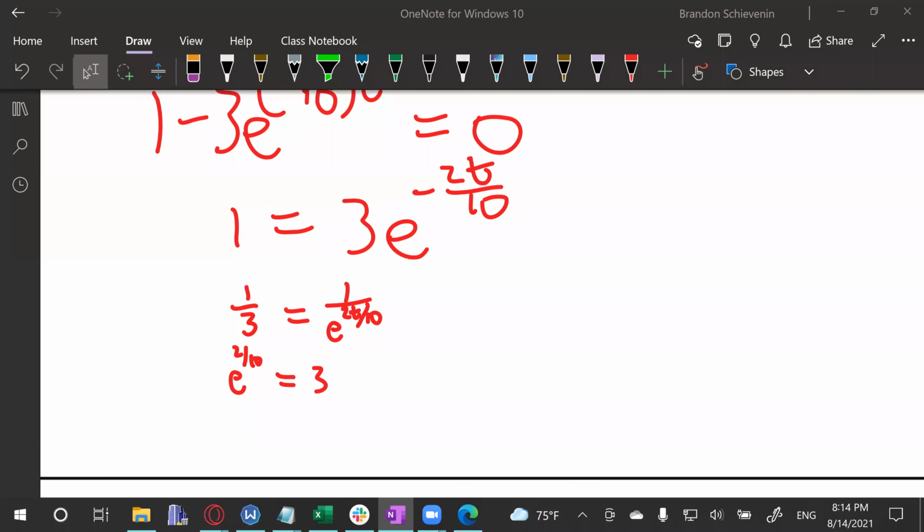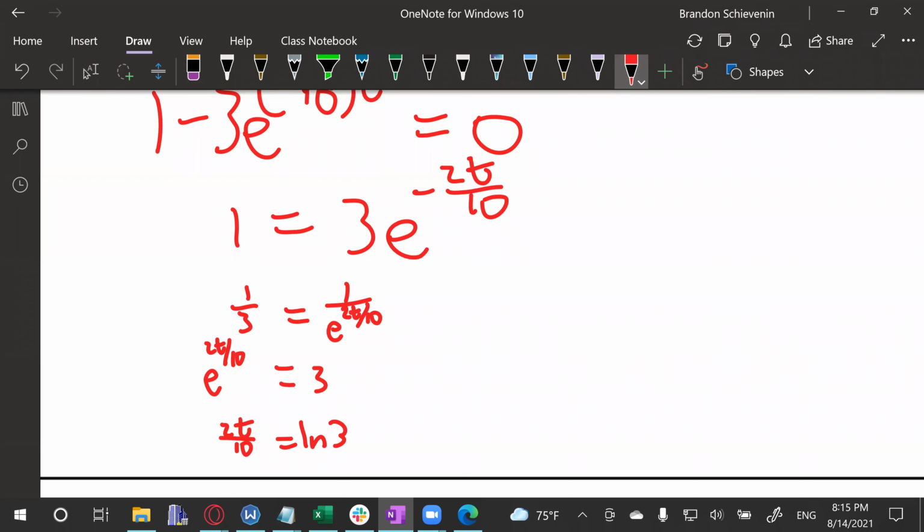I'm missing a t, aren't I? 2t over 10 equals to ln 3. Looks good. And last step, solve for t. Multiply both sides by 10 over 2. Looks good.